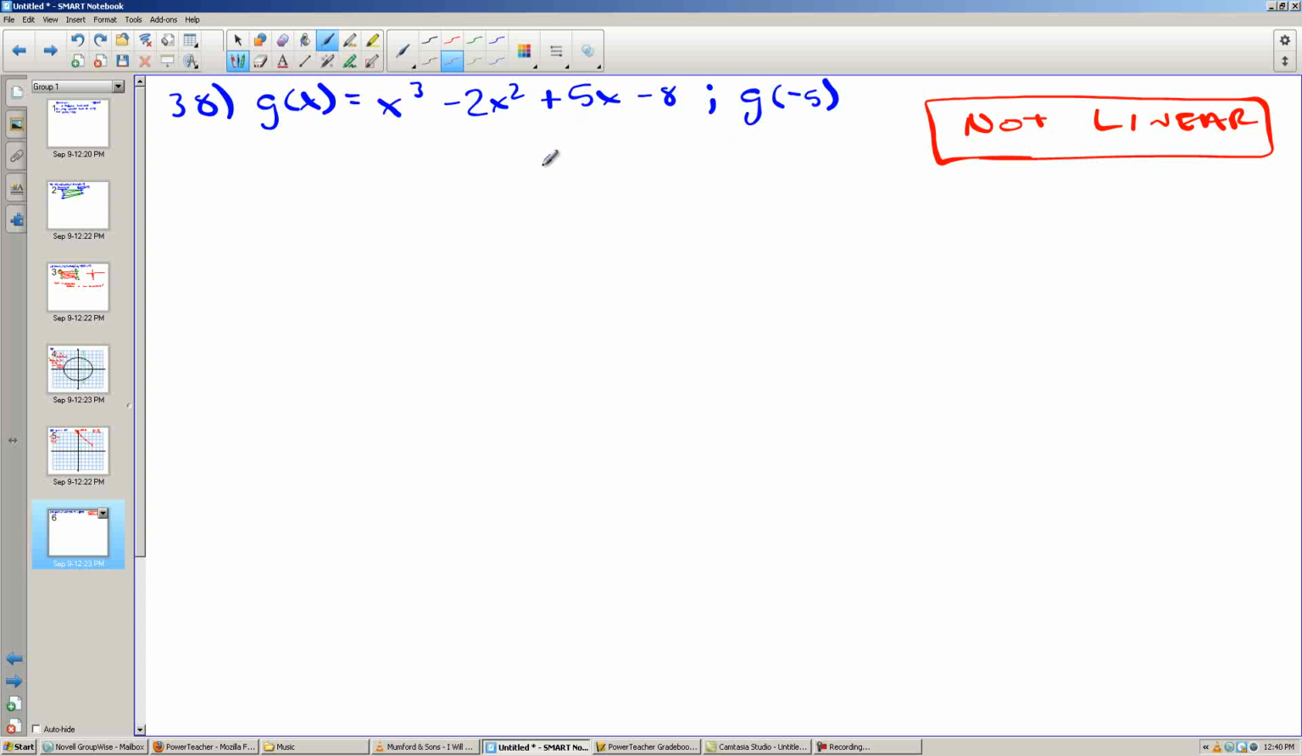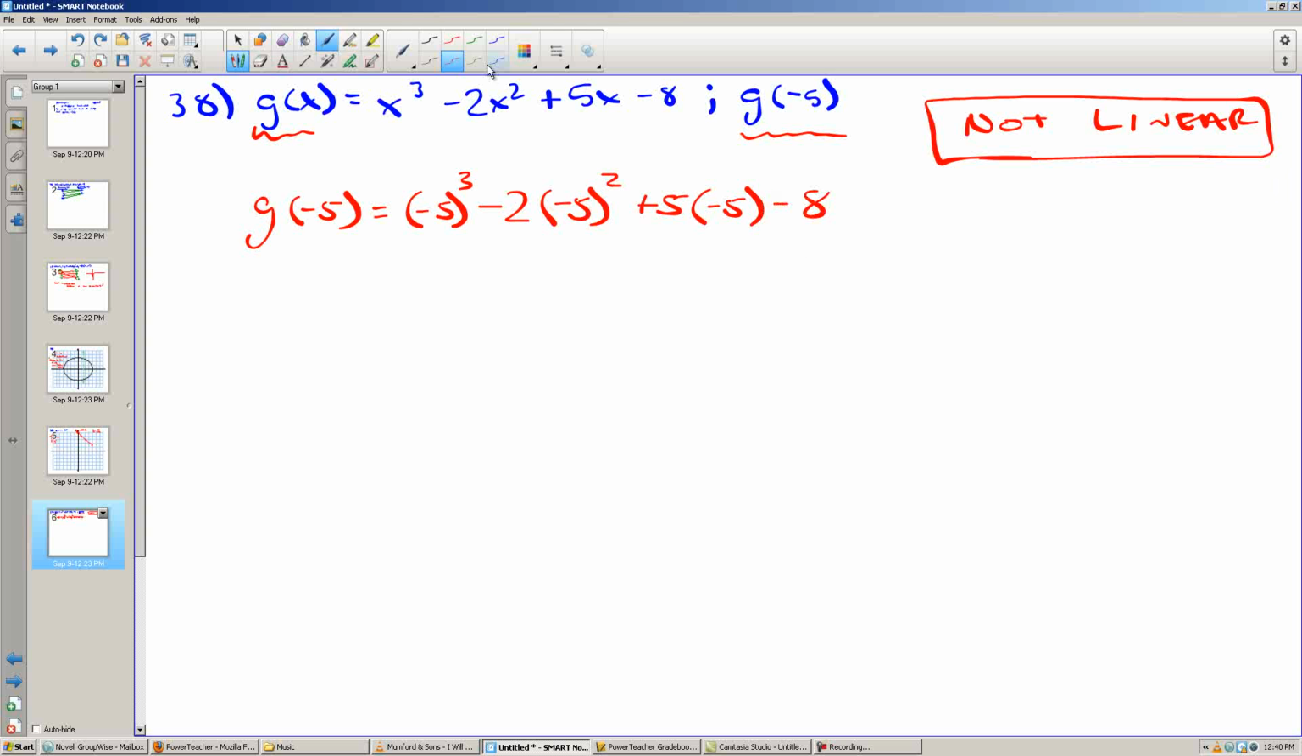Just knowing that it's not linear tells us that there's useful things that are going to be found out about it. But for now, we're more concerned about this substitution. See, the difference between g of x and g of -5 is that -5 has taken the place of x. So we're going to try and do that. Equals, parentheses, -5 cubed minus 2 times -5 squared plus 5 times -5 minus 8. We need to go through and simplify.